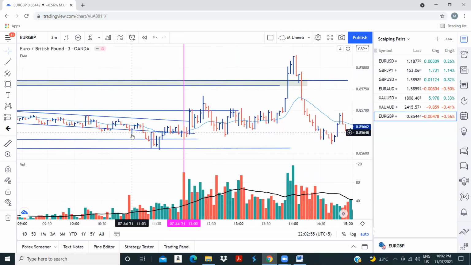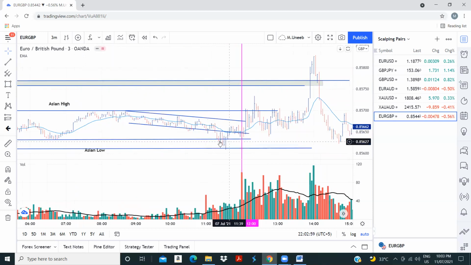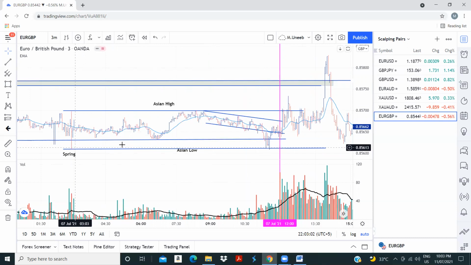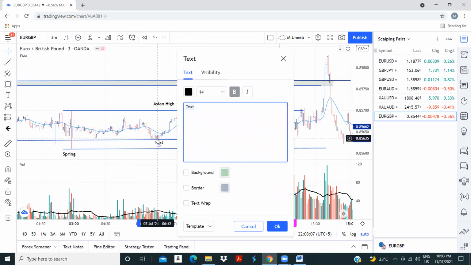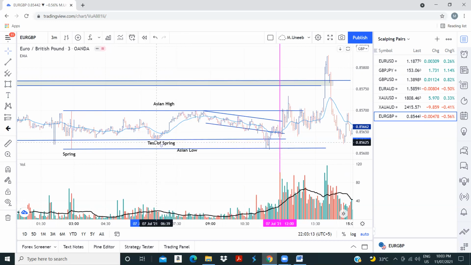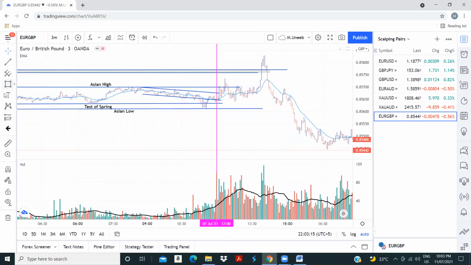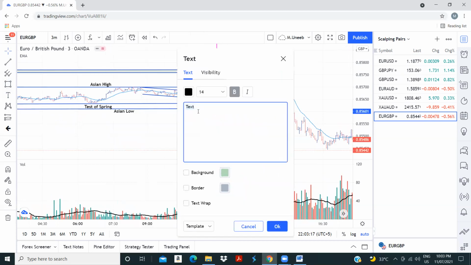And now we see little violation here. So this one is a very, very clear spring. Spring plus oversold. So we can say this one is spring. This one is test of spring. All right. Here, this one is oversold plus spring. Another spring.